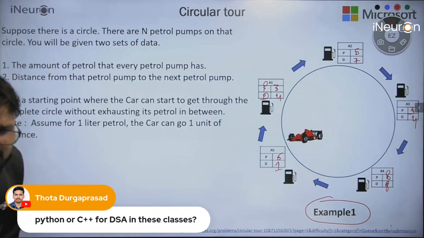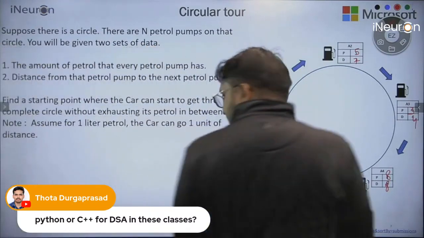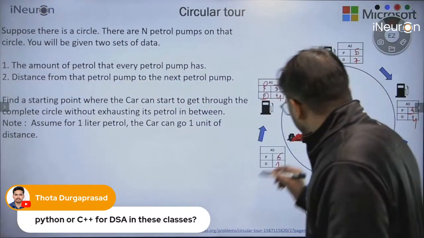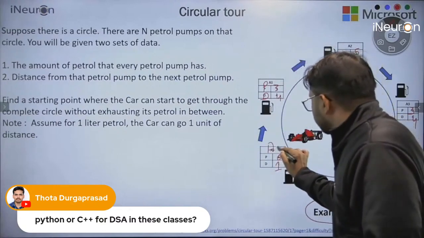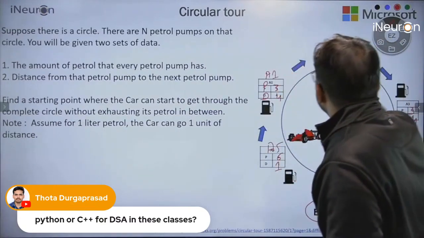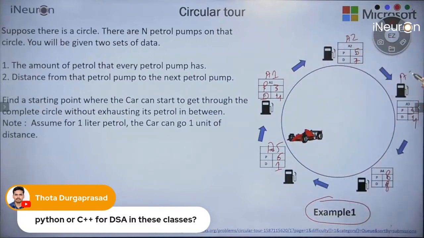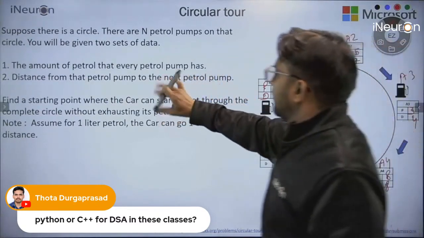Okay, so we got the answers for this question. Some people are saying we can start from A5, this station, A5. Let me write the station names also: A1, A2, A3, A4, and A5. Let me read the problem statement also.